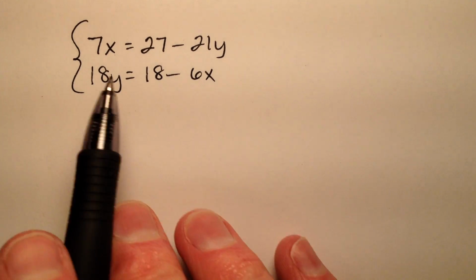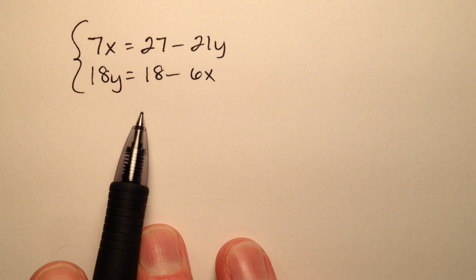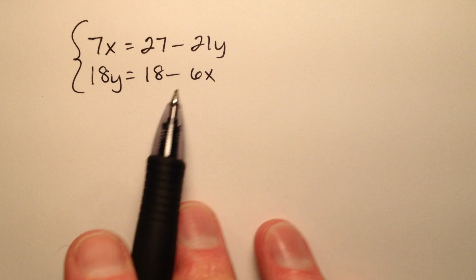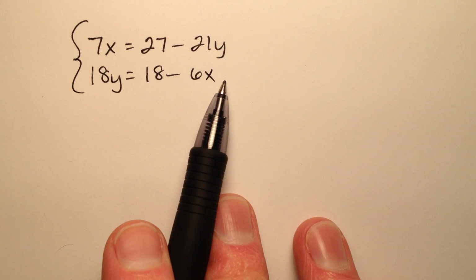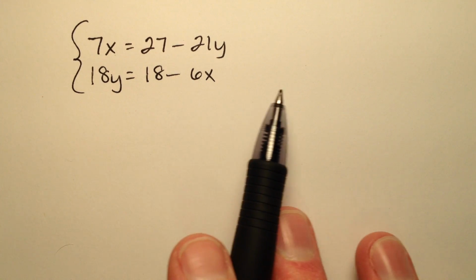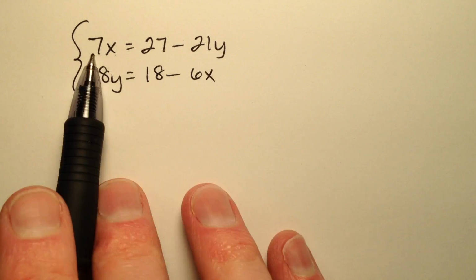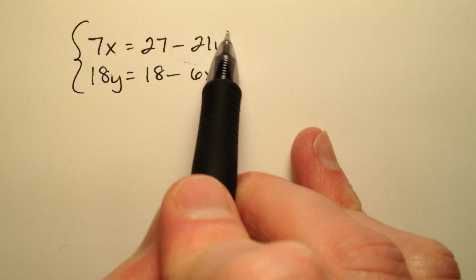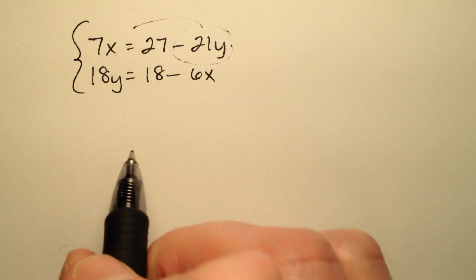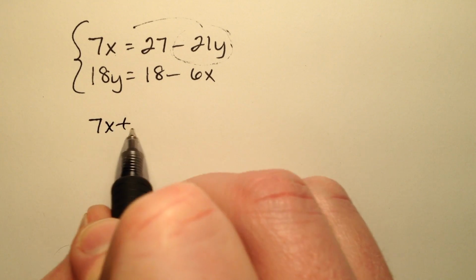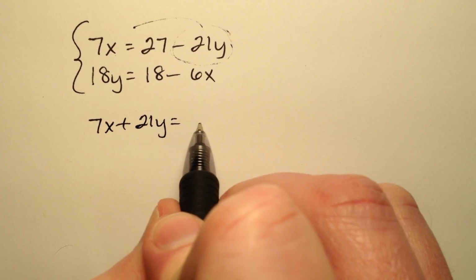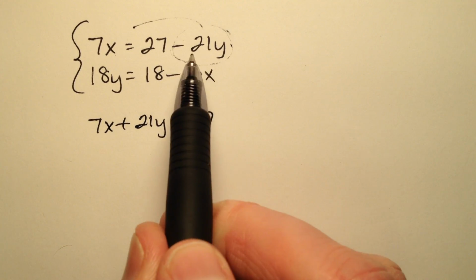In this example, I'm going to solve this linear system using elimination. So the first step is to make sure both equations are written in standard form, so x and a y equaling my constant. So on the first equation, this negative 21y I'll need to bring over to the left side. So I'll have 7x plus 21y equals 27.